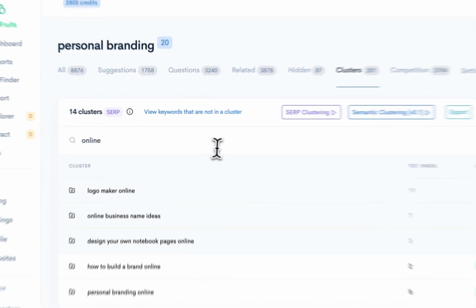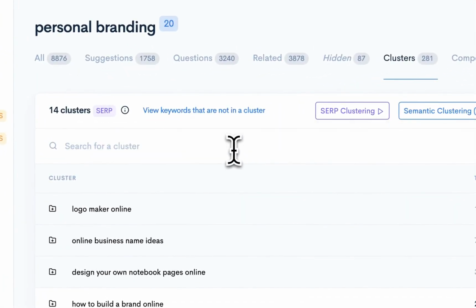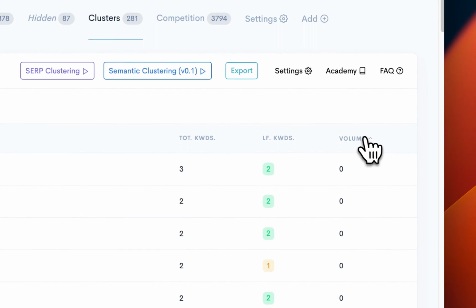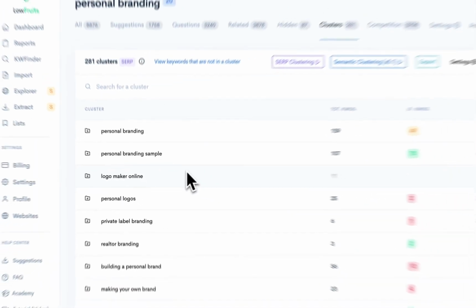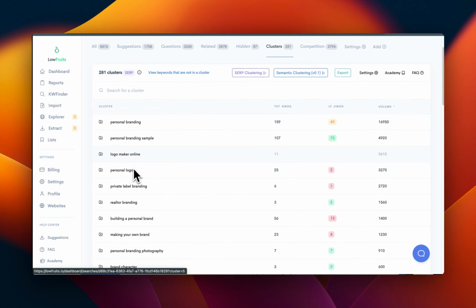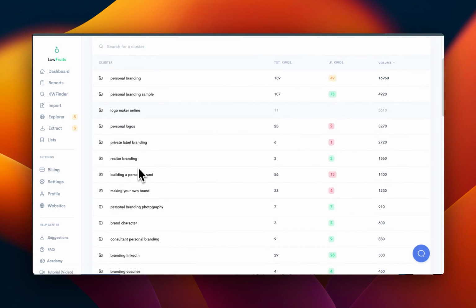Okay, so let's take a look at a higher example. So let's get rid of this keyword altogether, and let's sort by volume. So obviously we have personal branding as one page, personal branding sample as another page. We don't care about logos, private label, realtor. Okay, here we go. Building a personal brand. This one would be a good one that's linked from either one of these pages, especially like a sample. If we're talking about a sample, the sample would link down to building a personal brand. And in this one, you'll link up.